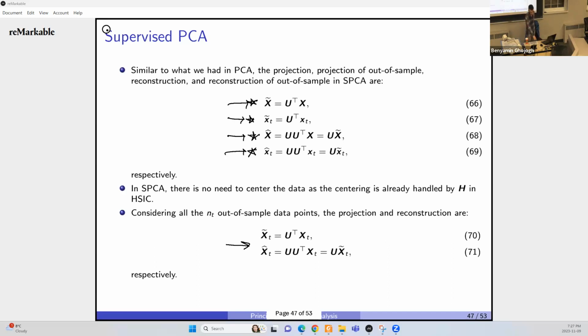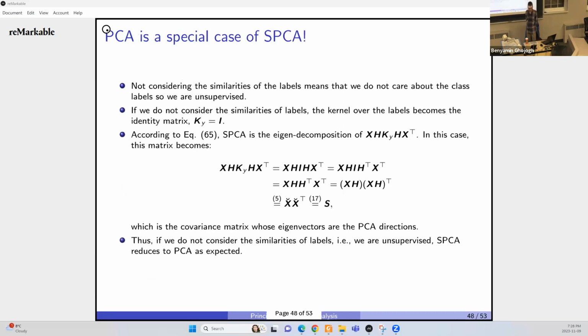Now in the next slide, I tell you that this algorithm is related to PCA. That's why we can call it supervised PCA. Why is it called supervised PCA? Because of this. Here is the proof. Not considering the similarities of the labels means that we do not care about the class labels. Agreed?